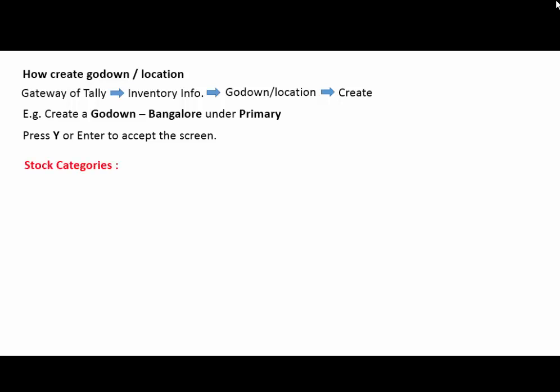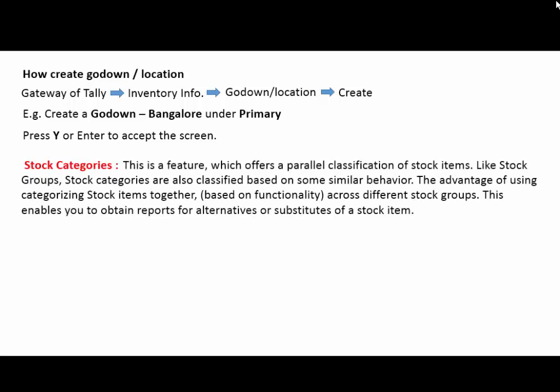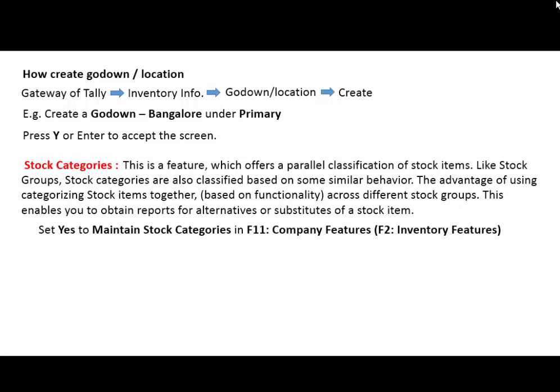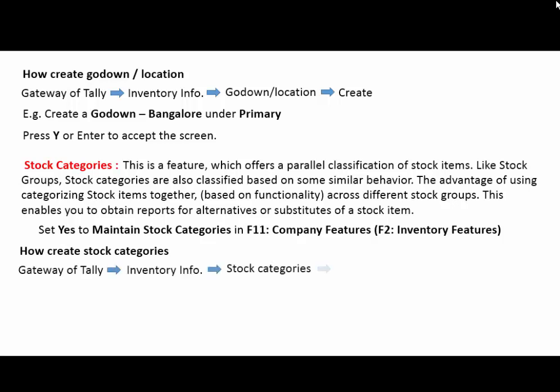stock category creation. So stock category is a feature which offers a parallel classification of stock items. Like stock group, stock categories are also classified based on some similar behavior. The advantage of categorizing stock items together based on functionality across different stock groups is that this enables you to obtain reports for alternative or substitute stock items. For stock category, set yes to maintain stock category under the inventory features.